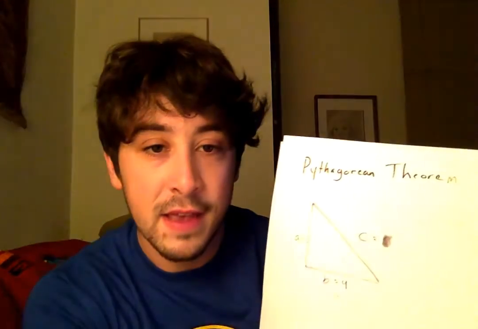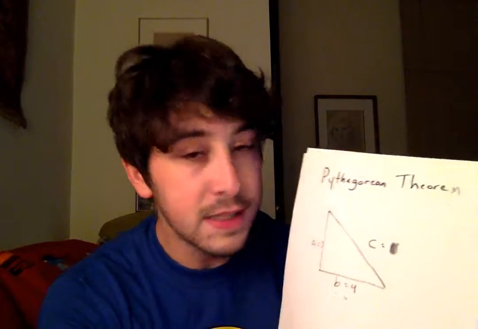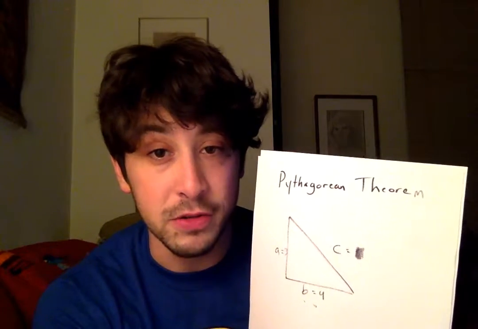So, what is the Pythagorean Theorem? It sounds pretty complicated, but it's not. It's actually pretty simple. What the Pythagorean Theorem allows us to do is, with a right triangle, if we know the value of the height and the width, sides A and B, we can figure out the value of C. C being called the hypotenuse.